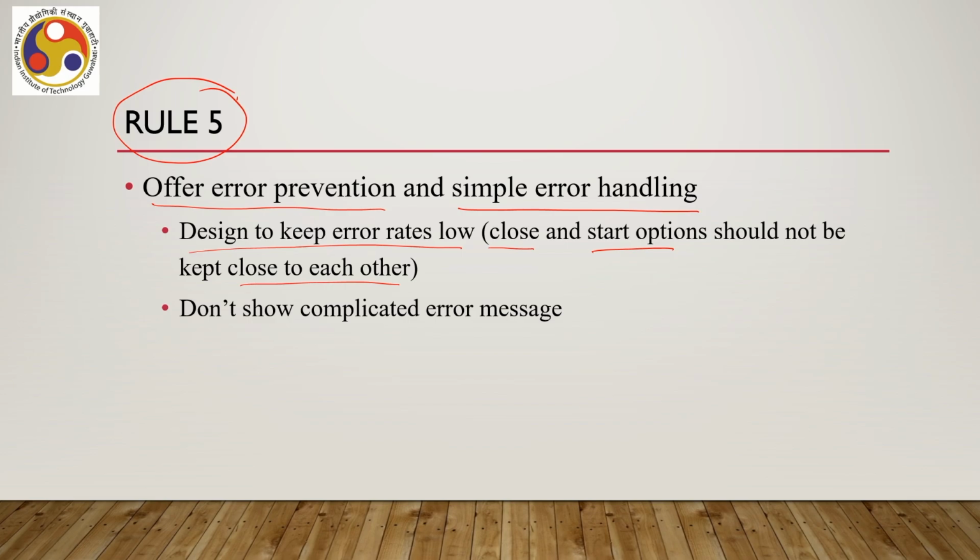But if an error happens, we should not ideally show a complicated message to the user stating that there is some error, because that will confuse the user, that will scare the user. Instead, the information should be in simple, easy to understand language. So, rule 5 states that we offer error prevention in our design as well as something to handle errors if they happen.